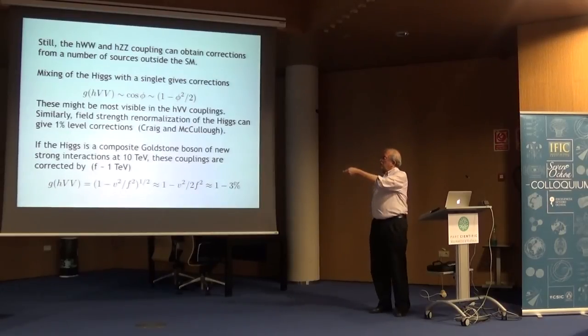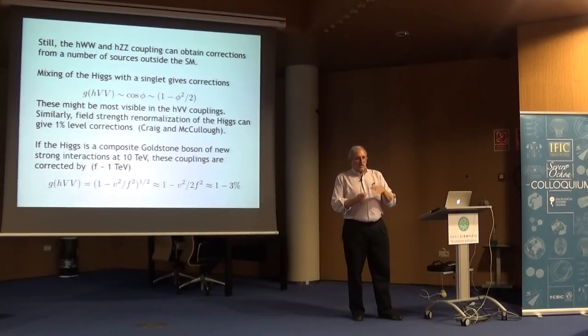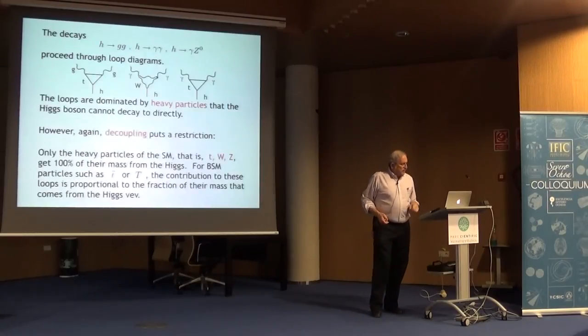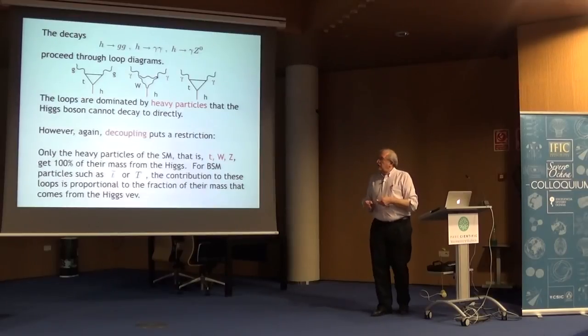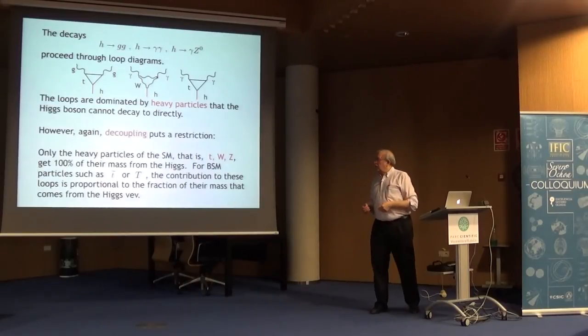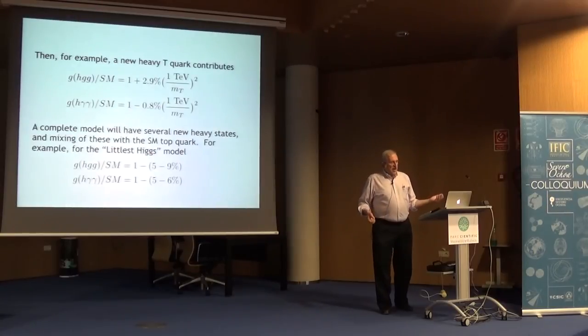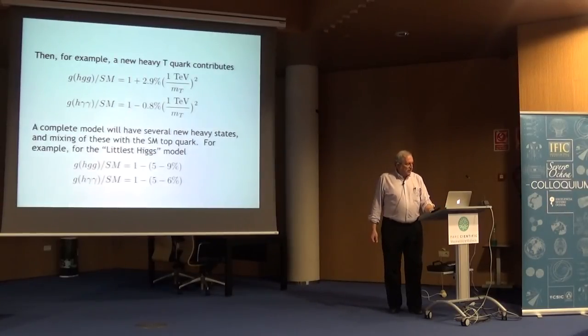And these models have to do with mixing of the Higgs with a singlet scalar field or compositeness of the Higgs, where F here is the parameter analogous to the pion decay constant F pi, which somehow gives the scale of the hadron physics in the new interactions. For the decays where the Higgs decays through loop diagrams, obviously, in addition to the top quark and the W in the loop, you could have any heavy particle. And so those particles also can contribute. The typical values, again, are at the few percent level.